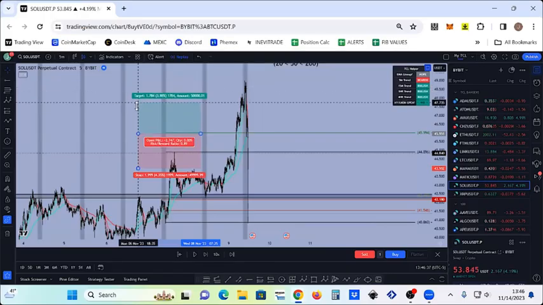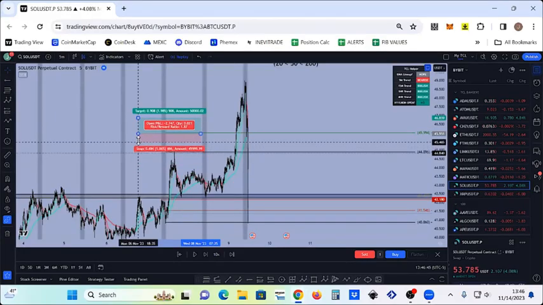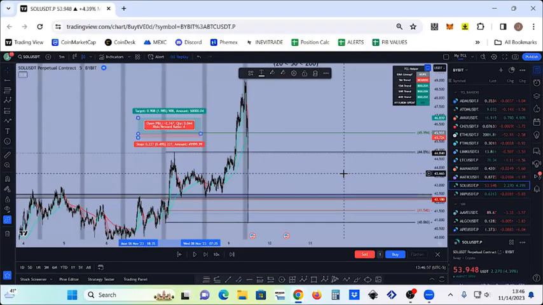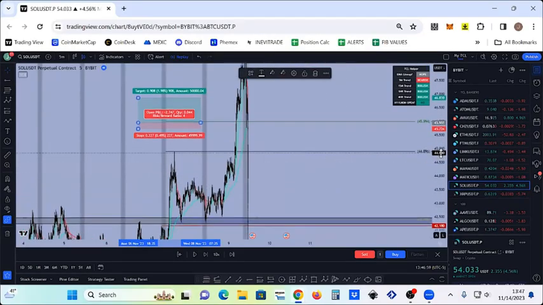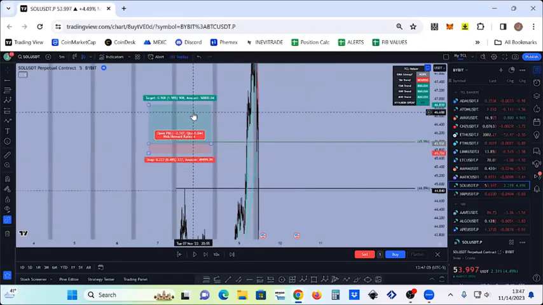So here we'll make this 2% and 1 to 4. When you're setting up your 1 to 4 risk reward, we're trying to get a minimum 0.5% from entry to stop loss. The main reason for that is because of fees. The smaller your position gets, the higher the fees will be.